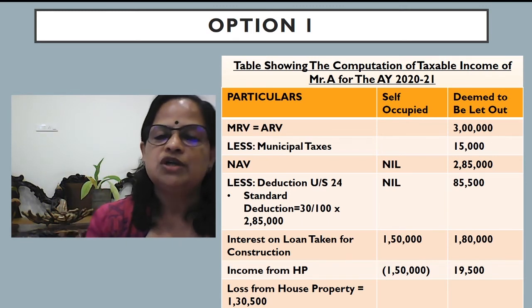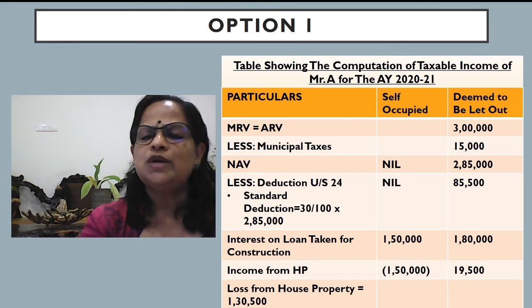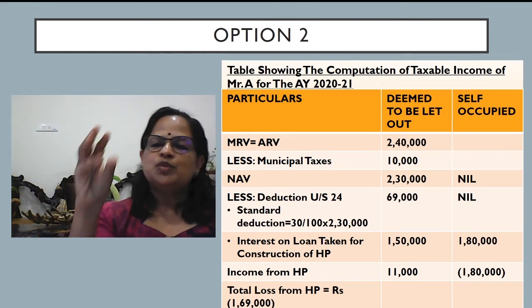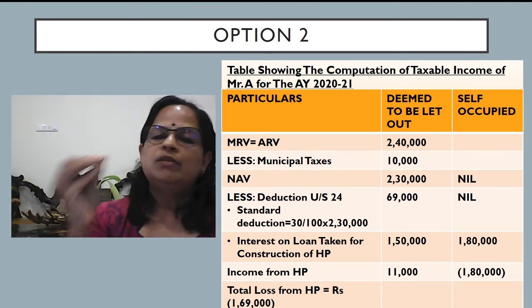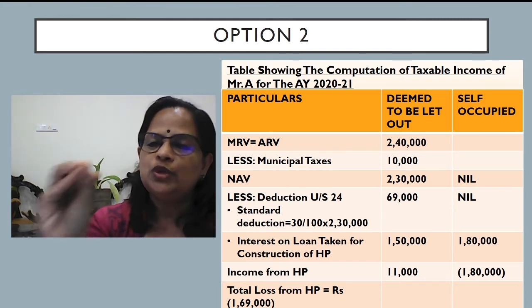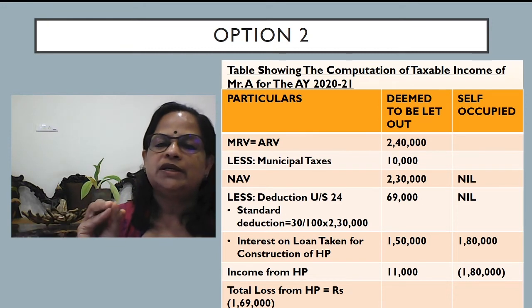So total loss from house property is 1,30,500. That is 1,50,000 minus 19,500. Now option 2. We are reversing that. House property 1 is deemed to be let out and second house property will be self-occupied. Municipal rental value is only there. So that will be the annual rental value. 2,40,000 minus 10,000. Net annual value will get 2,30,000.